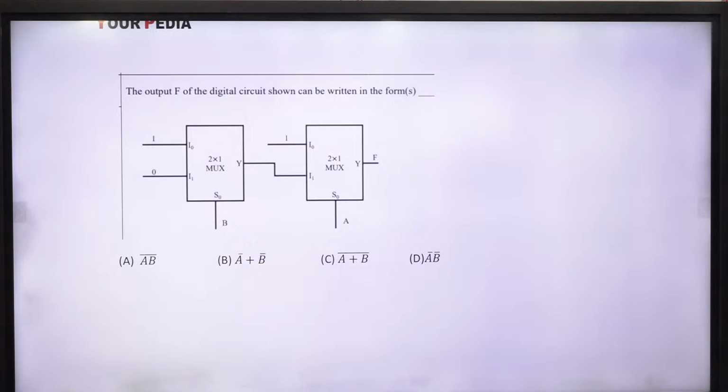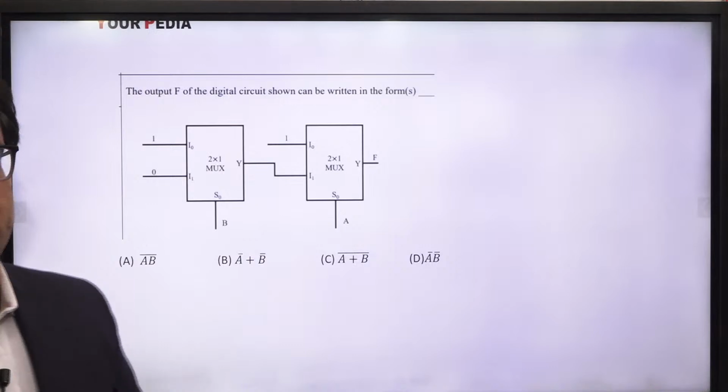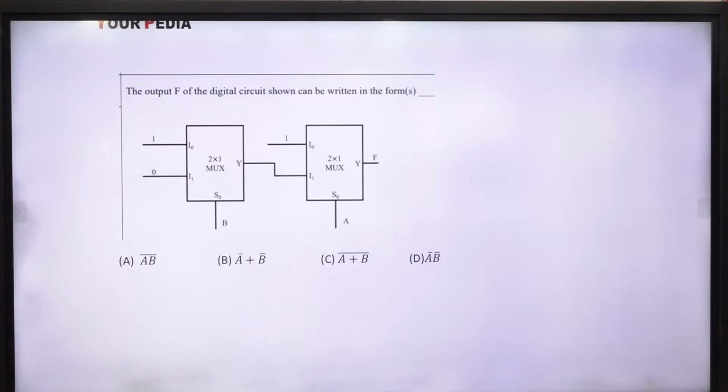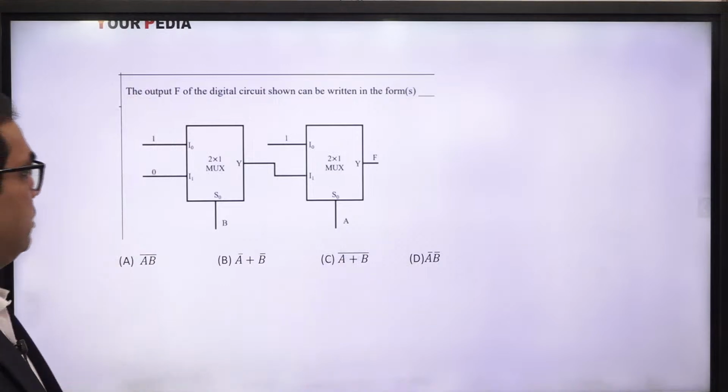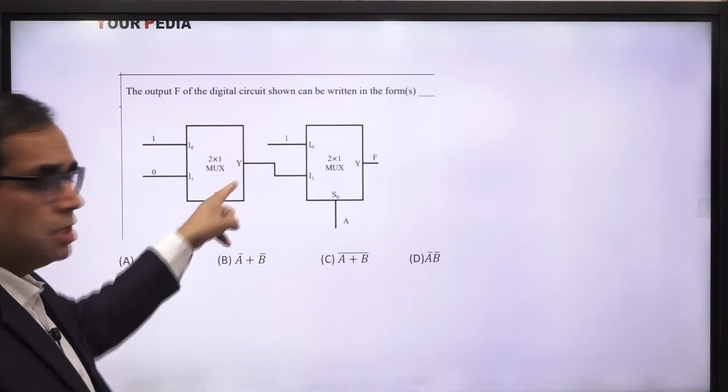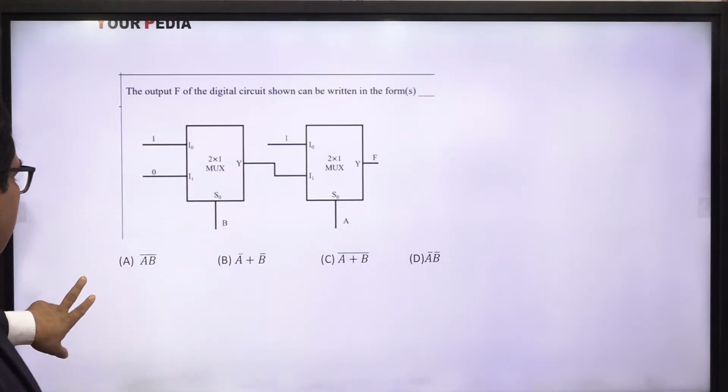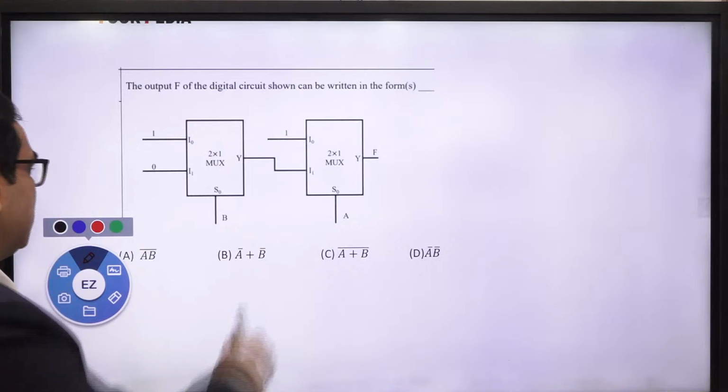Anyone who is getting the answer, write your answer in the chat box. So in multiplexer, you should know the output expression of 2x1 multiplexer, 4x1 multiplexer, 8x1 multiplexer. Okay, you should know. So here, first of all, we need to compute the output of this first multiplexer. So what is this?